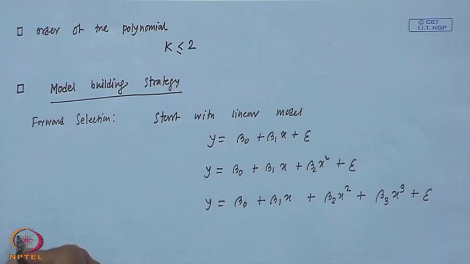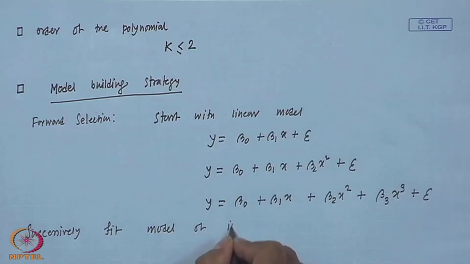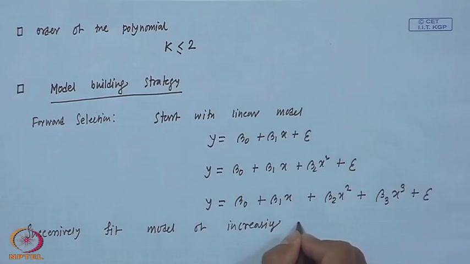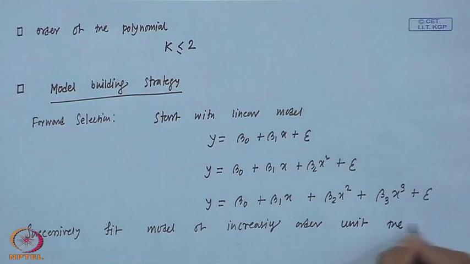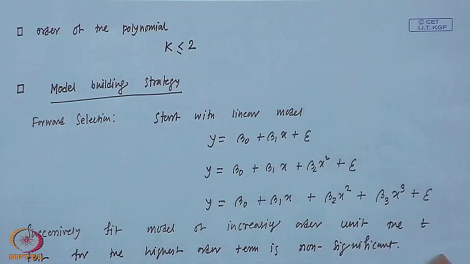So, this is what the algorithm says in general. Ultimately, it is to successively fit models of increasing order until the t test for the highest order term is non-significant. So, this is what the model building strategy is.